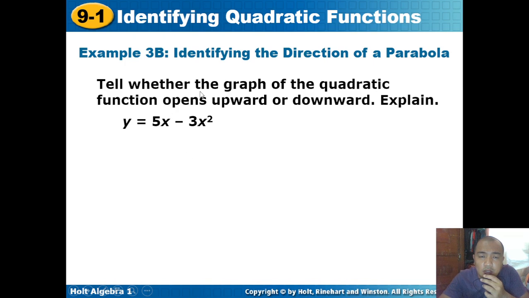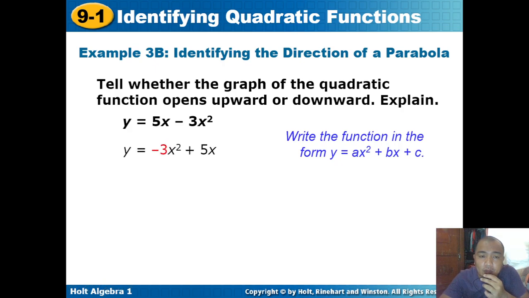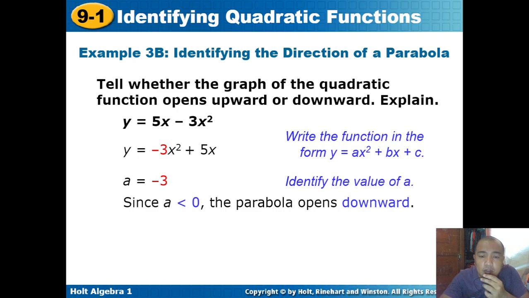How about this? Tell whether the graph of the quadratic function opens upward or downward. First, write the function in the form y equals ax squared plus bx plus c. Just interchange the position. Negative 3x squared plus 5x. Identify the value of a, which is equal to negative 3. Negative 3 is less than 0. So, the parabola opens downward.